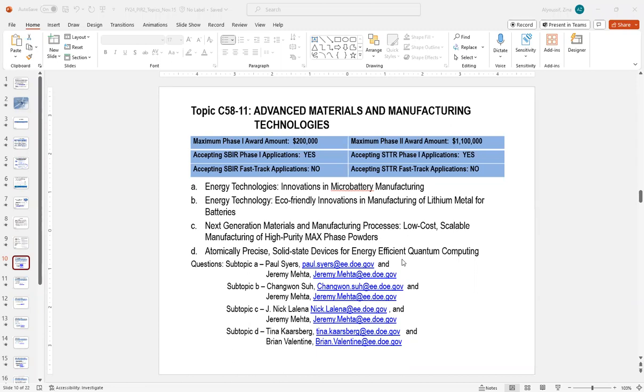Let me talk about topic 11B, which is about manufacturing innovation of lithium metals for batteries. Lithium metal is a very important material for lithium-ion batteries. It was used primarily in lithium metal batteries or pre-lithiation in advanced lithium-ion batteries. But lithium metal is obtained by extracting lithium from lithium-containing brines or minerals.